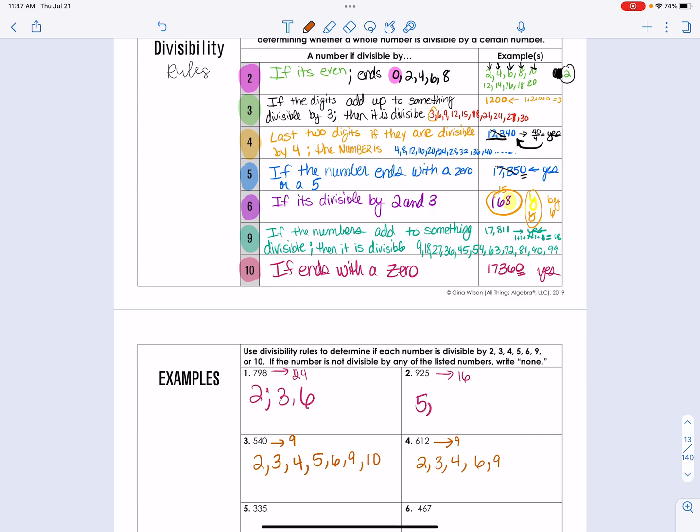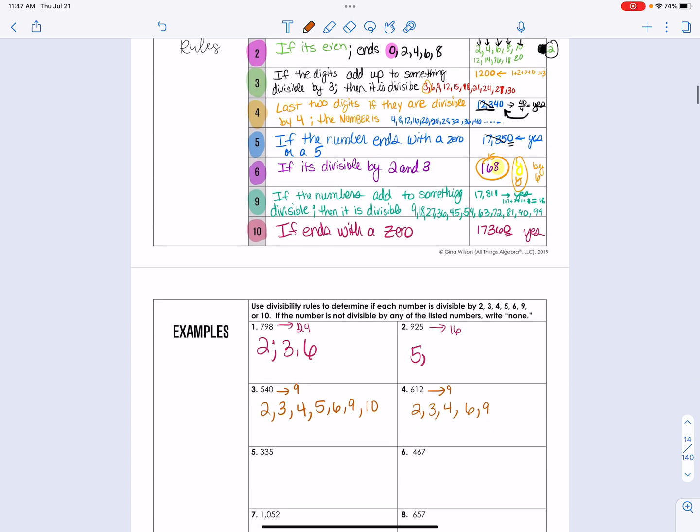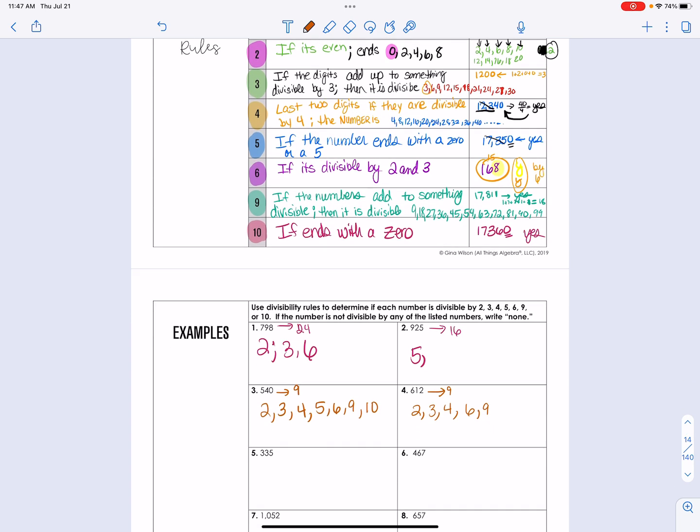Okay. All right, so let's look at 335. 335 is not even. If I add them up, 3 plus 3 plus 5 is 11, so 3 doesn't go in. 35, 4 doesn't go into 35. It does end with a 5. It's not divisible by 6 because 2 and 3 don't go into it. It's not divisible by 9, and it doesn't end in a 0. So 5 is the only thing.